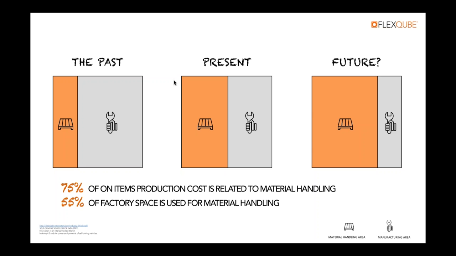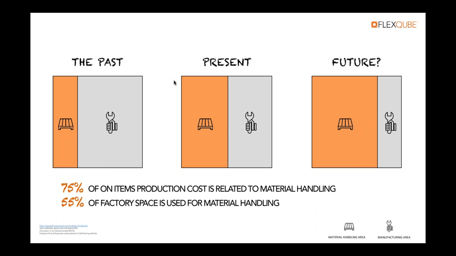And all of those trends, what is going on out in the plants, are resulting in what we can see on this slide here, that we need more and more footprint for material handling. And there are studies showing that right now, in an average plant, more than 50% of the factory space is actually used for material handling. And if you look at the cost of the product, 75% of the production cost is related to material handling. So then I think we understand that it's really crucial to do the material handling in a very efficient way, as it has such a big impact on the product cost.